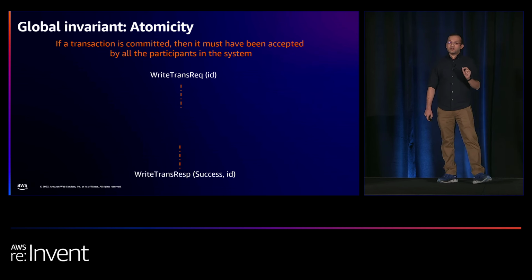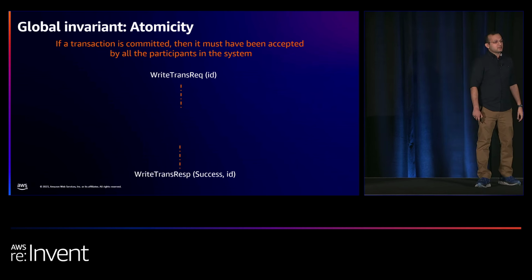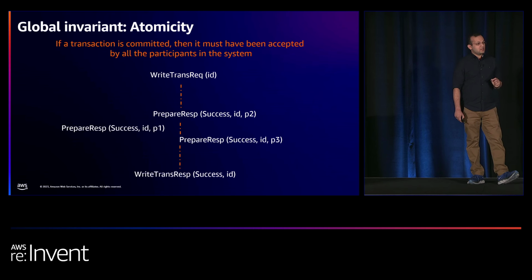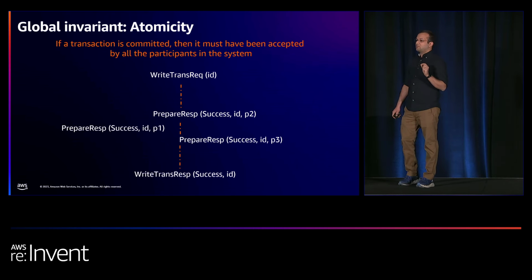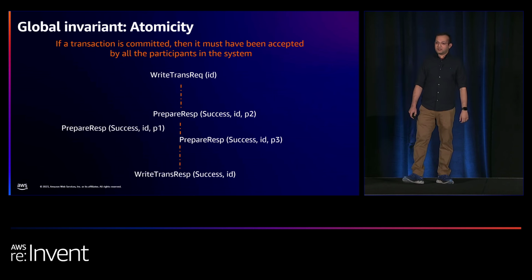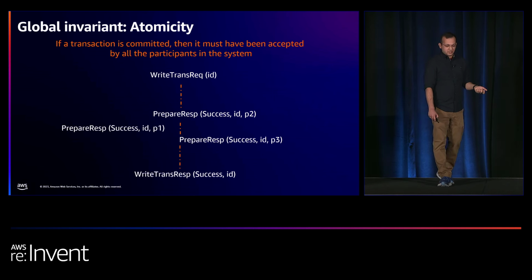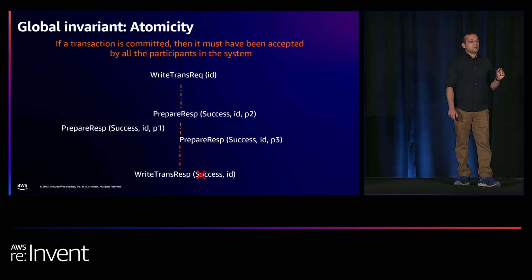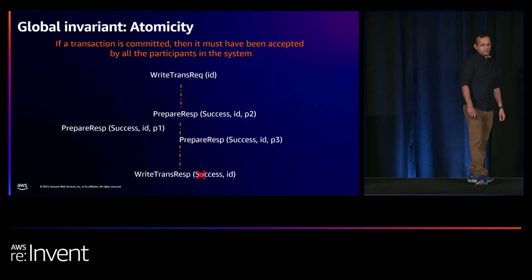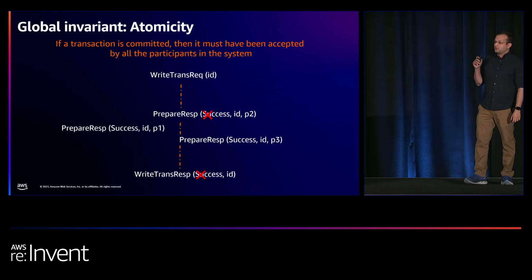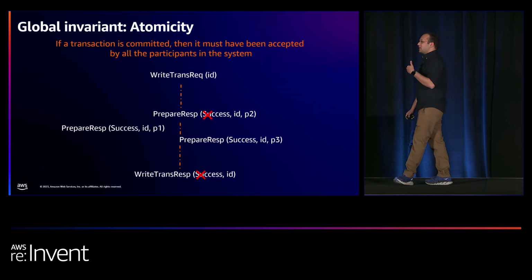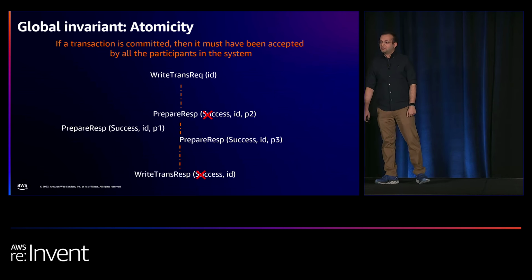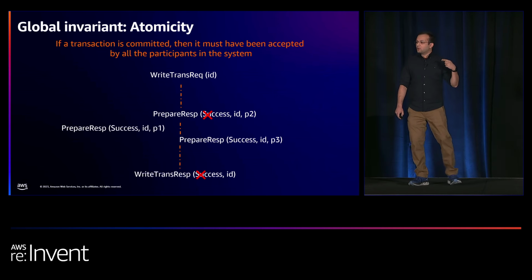Then the invariant that your system must satisfy is that it must always be the case that in the past, all the participants in the system must have agreed to commit the same transaction. And similarly, if the transaction was aborted, then there must be at least one participant in the system which said that I cannot accept the transaction, so that you know that your system is not arbitrarily rejecting transactions, right? So that's how you think about global invariants.